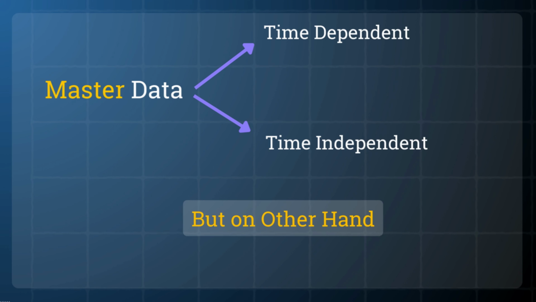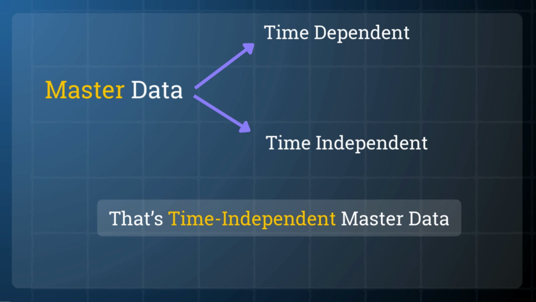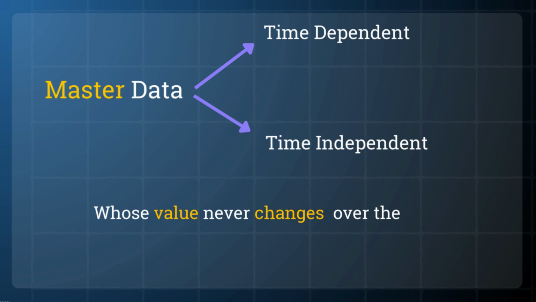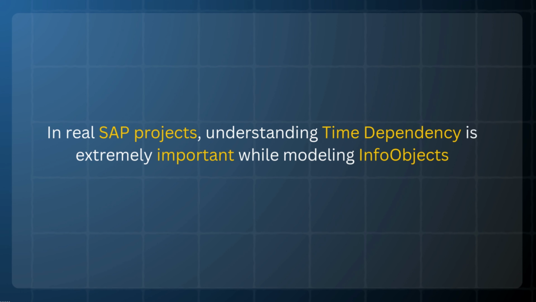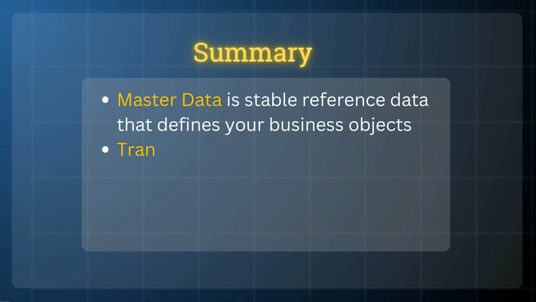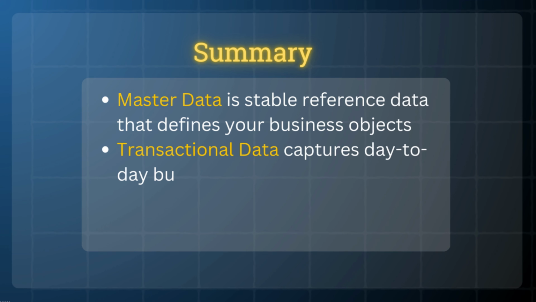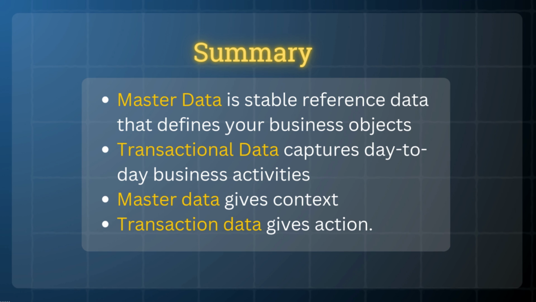Now on the other hand, attributes like screen size or processor, they don't change after manufacturing. That's time independent master data, whose value never changes over the time. In real SAP projects, understanding time dependency is extremely important while modeling InfoObjects. So now let's quickly summarize in one line. Master data is stable reference data that defines your business object, while transactional data captures day-to-day business activities. Master data gives context while transaction gives action.